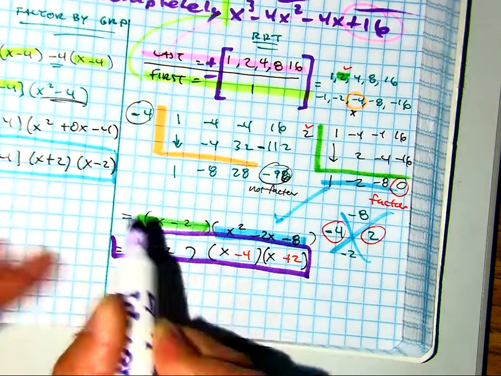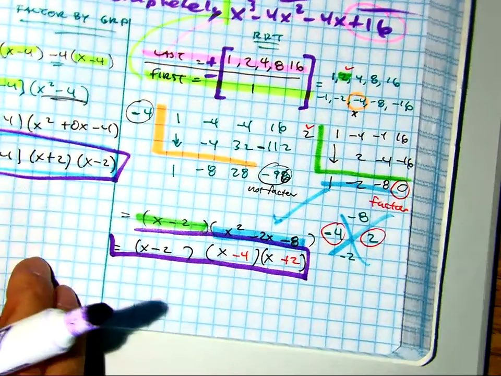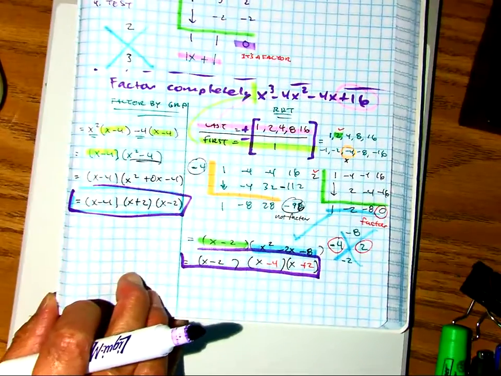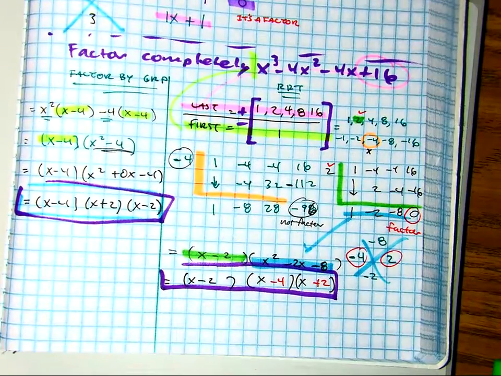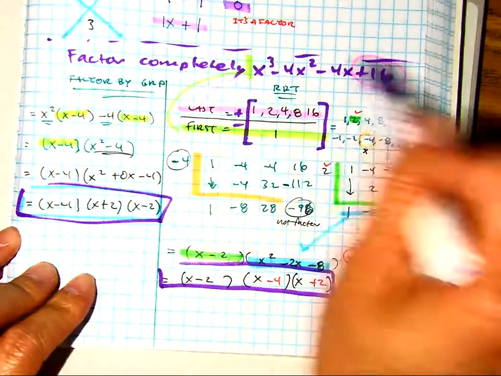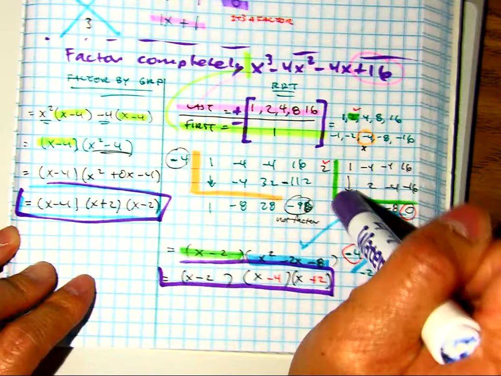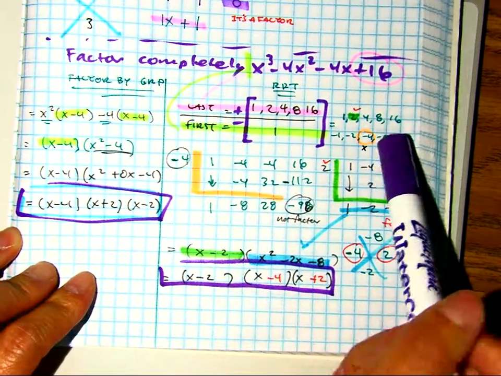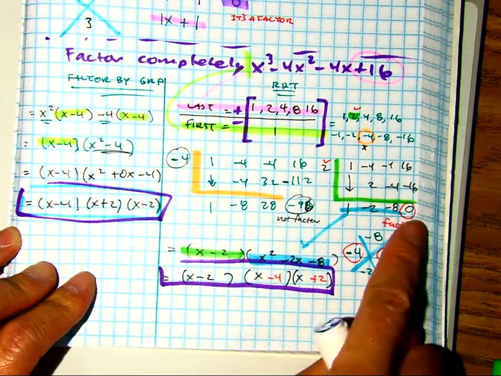Does that match what we did previously? So if you can't factor by grouping, your only last resort is the rational roots theorem. You're going to have to keep testing them until you find one. Once you find it, you can actually use it to factor the other problems.